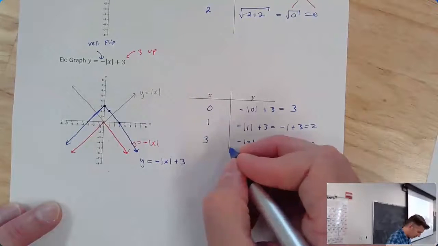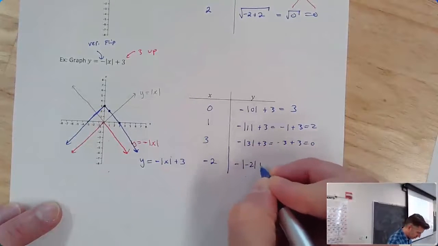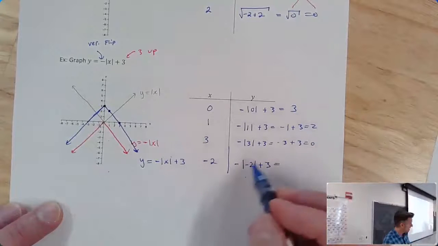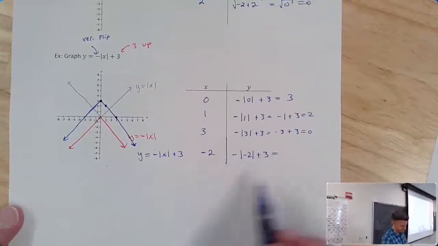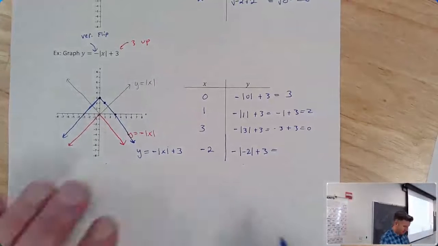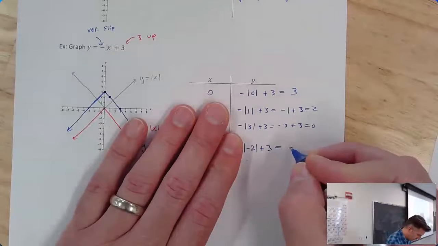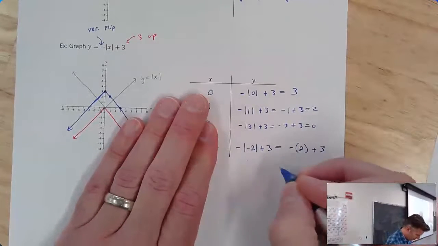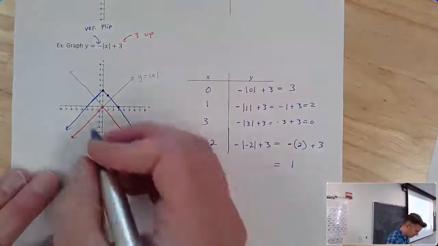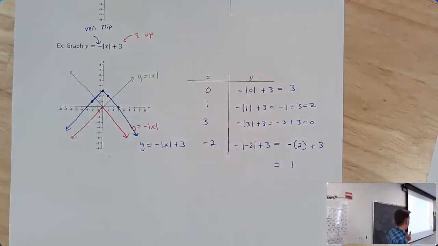If I plug in some negative numbers like negative 2, the negative absolute value of negative 2 plus 3 is, you always have to deal with the absolute value part first. So that negative sign can't just hit that negative 2. You have to say, okay, absolute value of negative 2 is 2. So that's going to be negative 2 plus 3, and then negative 2 plus 3 is positive 1. So when x is negative 2, y is positive 1. So it's totally fine to plot points. It's just not absolutely necessary.